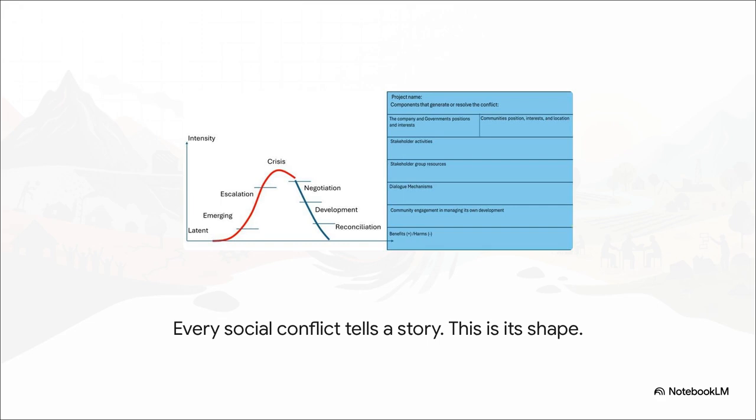So let's break it down real quick. Along the bottom, that horizontal x-axis, that's just time passing. And going up the side, the vertical y-axis, that's measuring how intense the conflict is. So this one single curve shows us the entire story, from a quiet simmer to a full-blown crisis, and then, if things go right, that long cool down back to some kind of resolution.